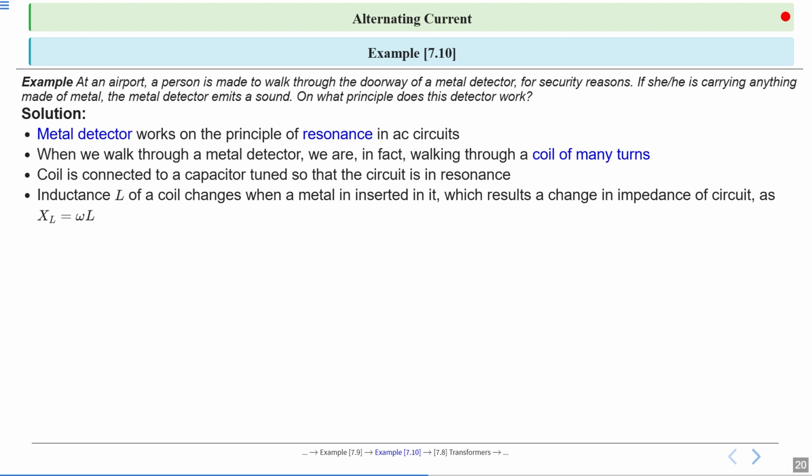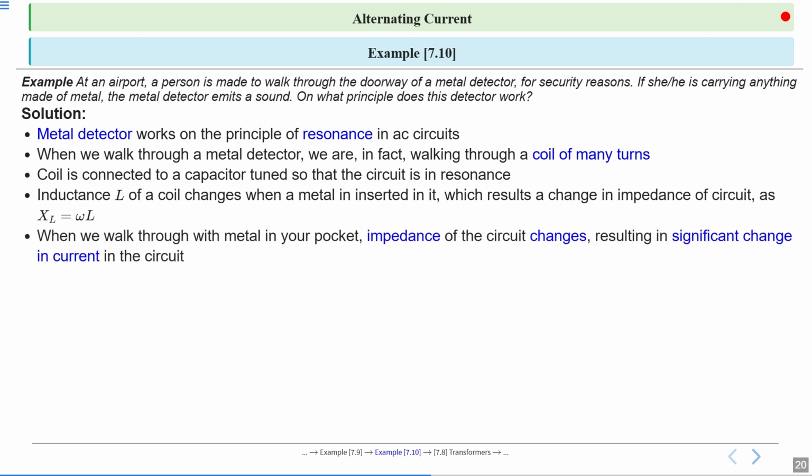We have discussed that if we are inserting any core material inside the windings of the inductor, the inductance changes. So if we are carrying something made of metal through the coil of many turns, the inductance L of a coil changes when a metal is inserted in it, which results in change in impedance. If L is changing, XL will change, which is equal to omega L. If XL is changing, impedance will change, which results in change in impedance of a circuit as XL is equal to omega L.